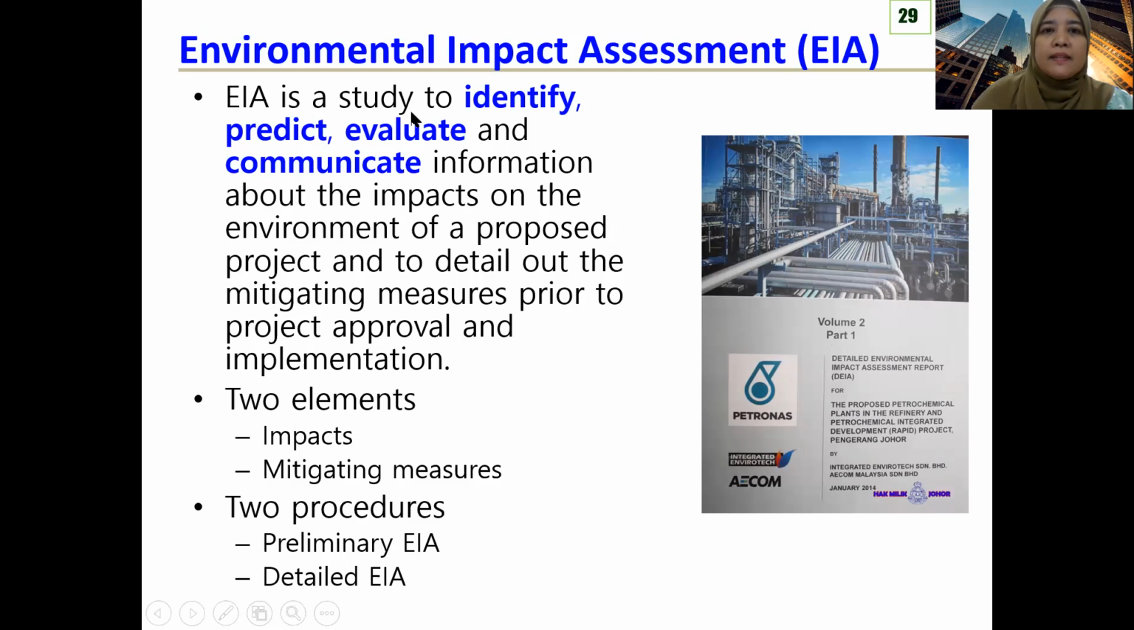So EIA is a study to identify what exactly are the steps in EIA. It identifies, it predicts, it evaluates, and it communicates information. So step by step. First of all is you identify the information on, for instance, the adverse impact on the environment. And then you identify first, and then you predict further. Predict means you do some kind of projection, evaluate whether it can go ahead or not.